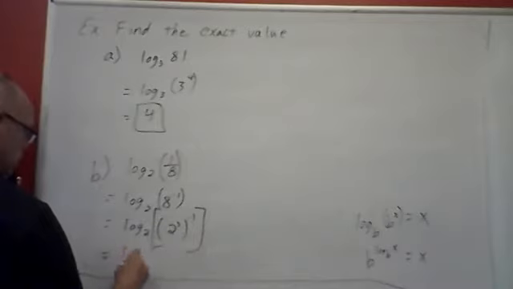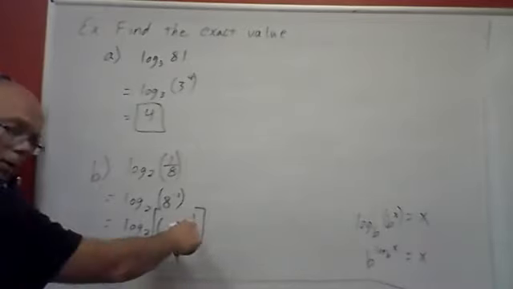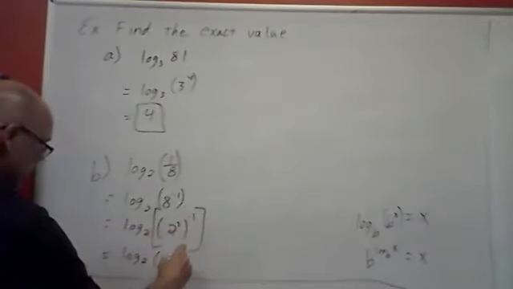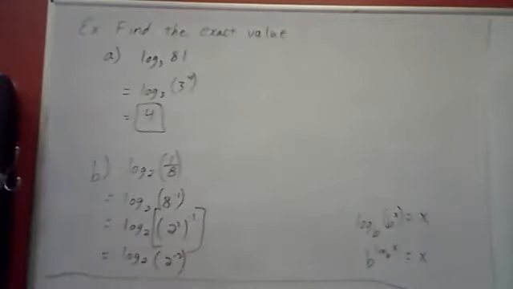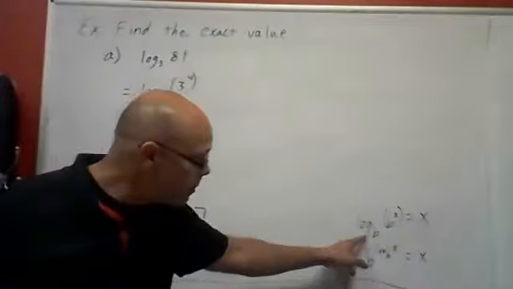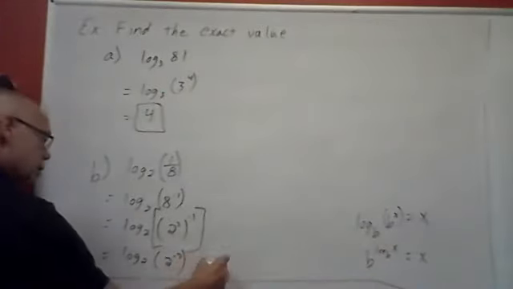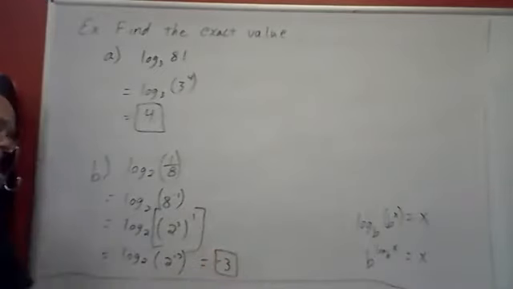2 cubed is 8, and it's raised to the negative 1. So this is the log base 2 of, what do you do with an exponent to an exponent? You multiply. 3 times negative 1 is negative 3. Now, does this base match that base there, like this property right here? Yes, everything drops out except the exponent, which is negative 3.